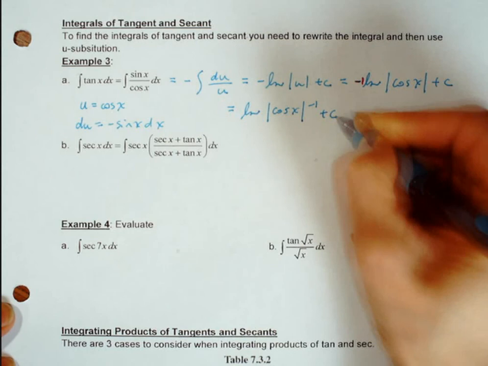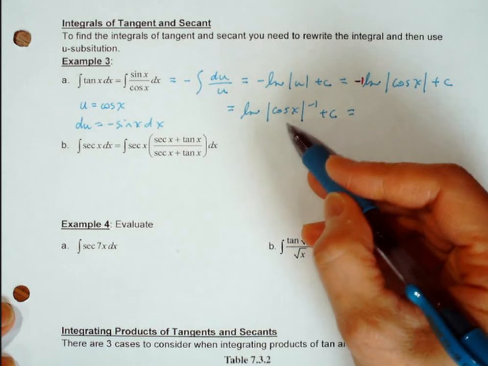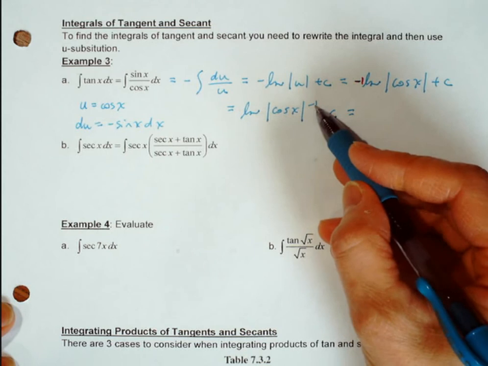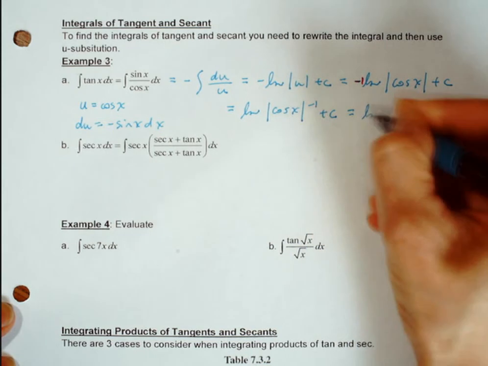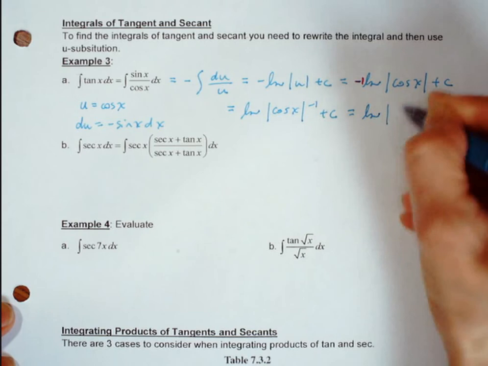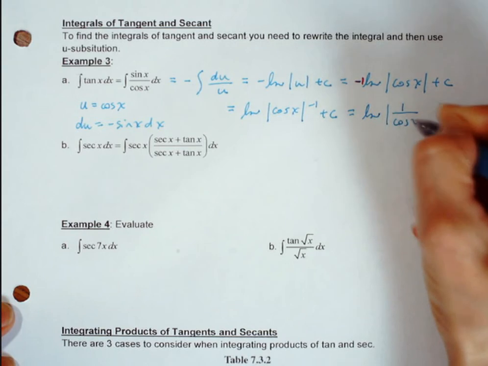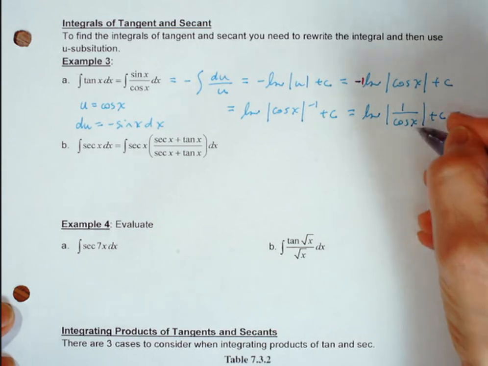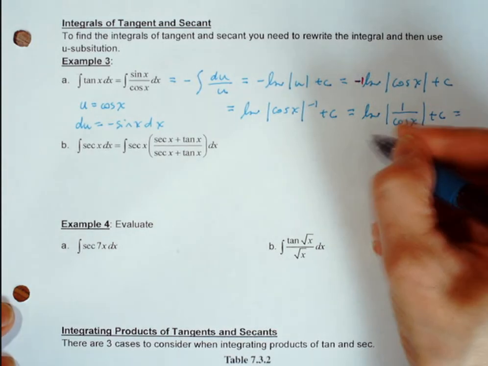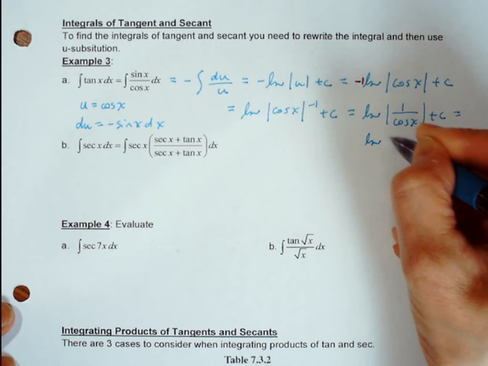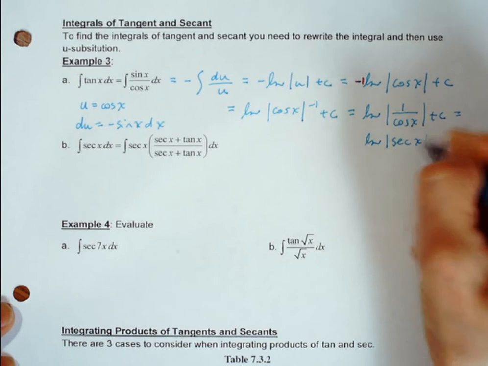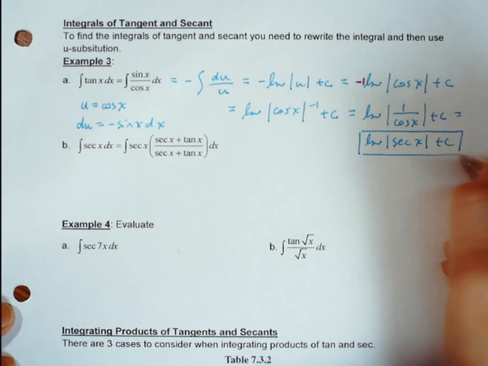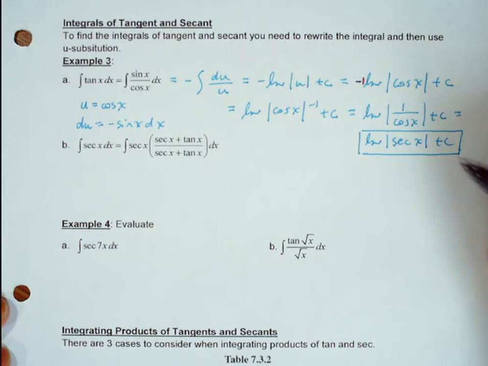And then I'm going to use the reciprocal identity on this. So cosine of x to the negative 1 power is the same thing as 1 over cosine. So that's the natural log of absolute value of 1 over the cosine of x plus c. And then 1 over cosine is the same thing as the secant. So you end up with the natural log of the absolute value of secant of x plus c. Okay, so that's the integral of the tangent of x.